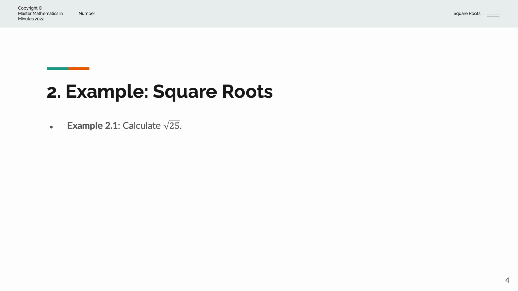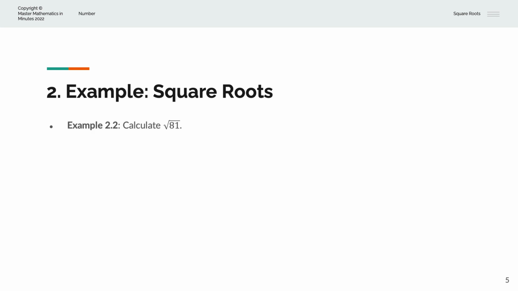In the first example, we're asked to calculate the square root of 25. So, the square root of 25 is equal to the square root, and we can rewrite 25 as 5 squared, because 5 multiplied by 5 is 25. So the square root and the square cancel out, and we're left with the original number 5.